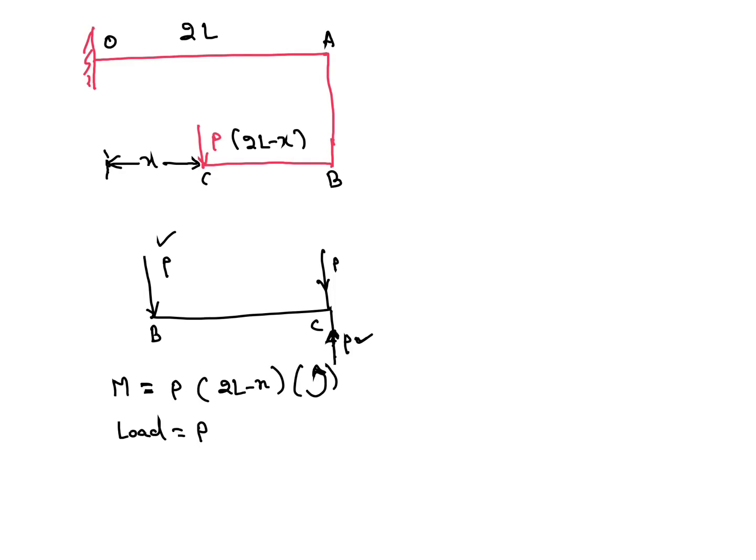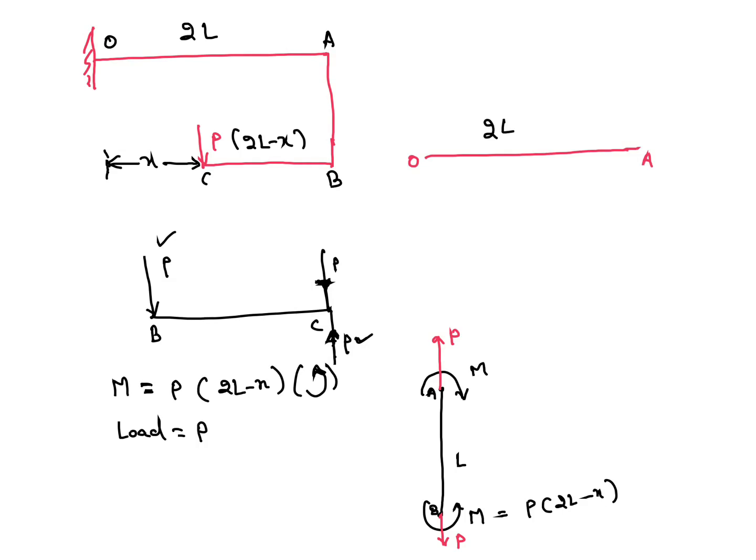For the AB member also we will get one moment and one load. Load is P, moment value is the same, P into 2L minus X. Then we have to consider AO. AO distance is 2L, we will get one moment like this. Moment value is the same, P into 2L minus X, and you will get one load P. We have to calculate so that deflection at A point is 0. So delta at A equal to 0.